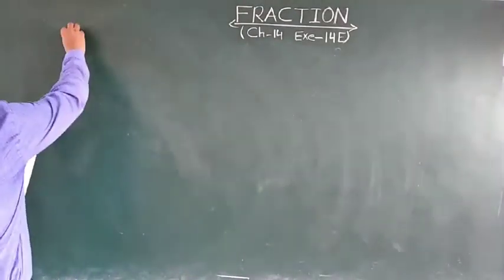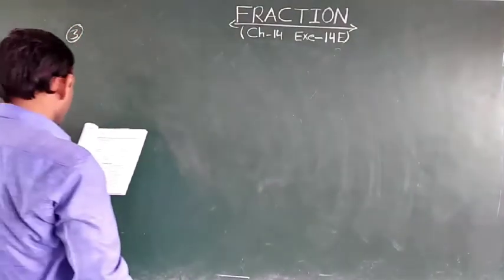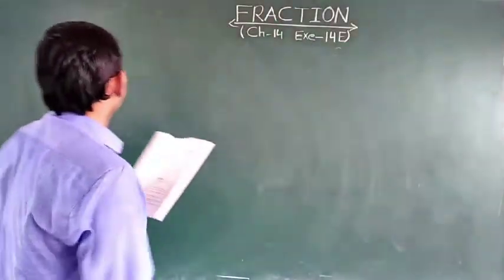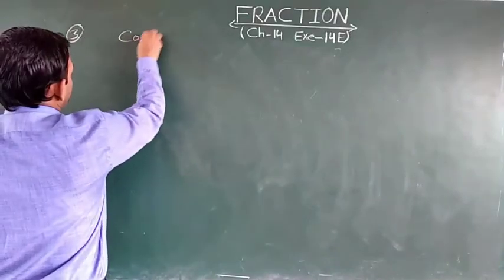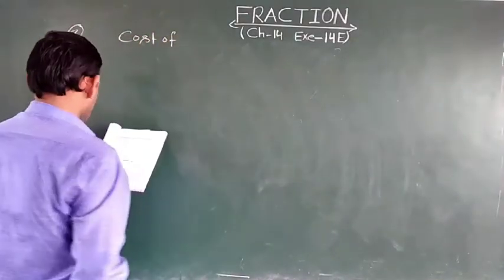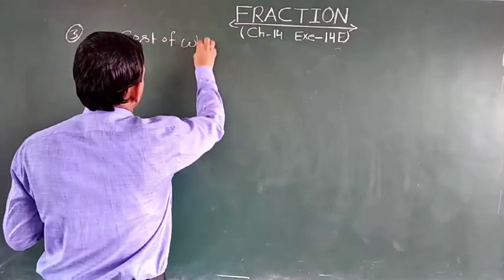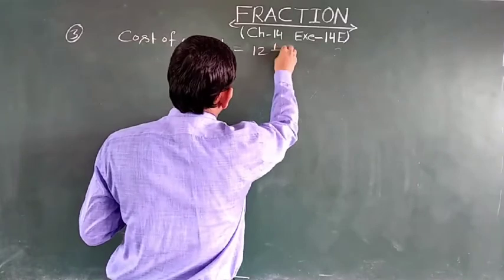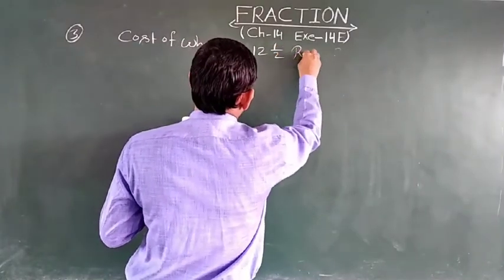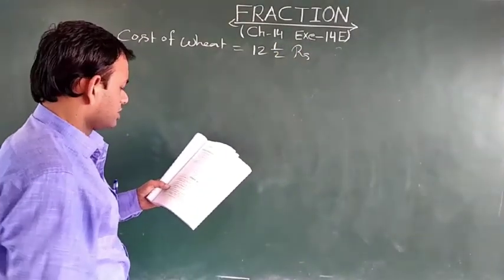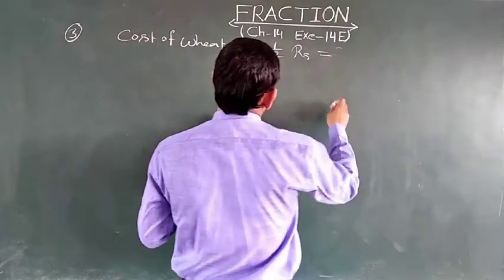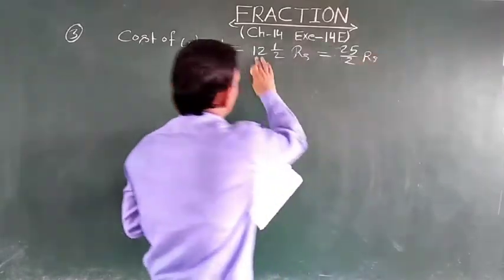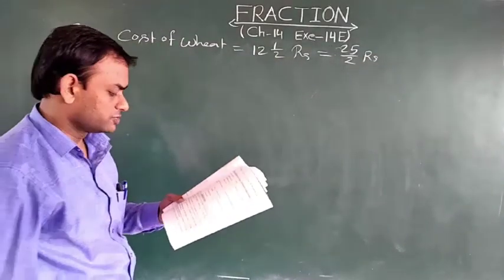Okay. Question 3rd. First of all, we will write the cost of all the goods. Then cost of wheat is equal to 12 whole 1 by 2 rupees. Okay, we will change it into the improper fraction, so it will be 25 upon 2 rupees. 12 2s are 24 and 1, 25 upon 2.